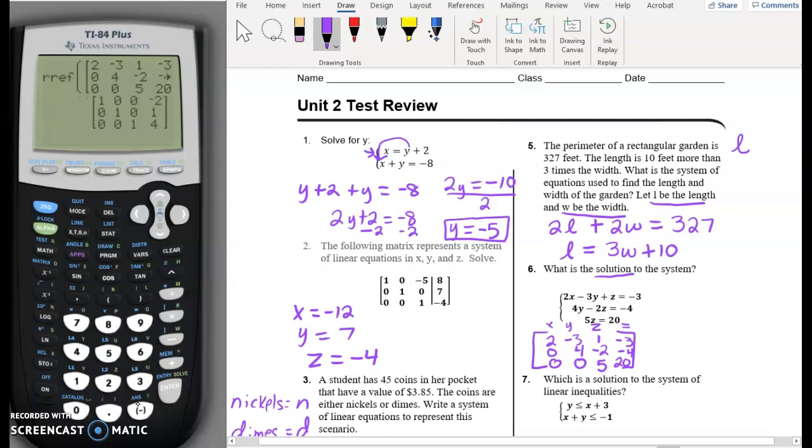Let's hit solve. So in this case, remember, x, y, and z go in order x, y, z. So x is equal to -2, y is equal to 1, and z is equal to 4. That is my solution.